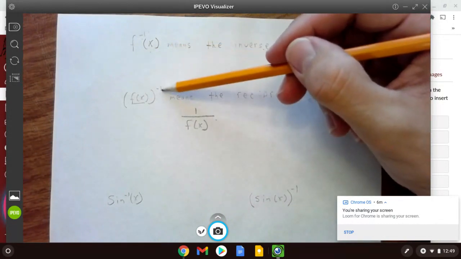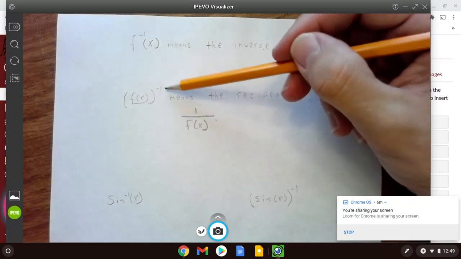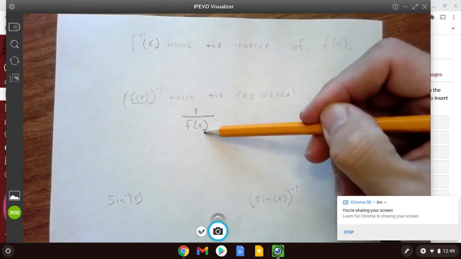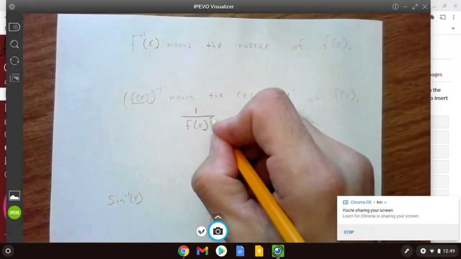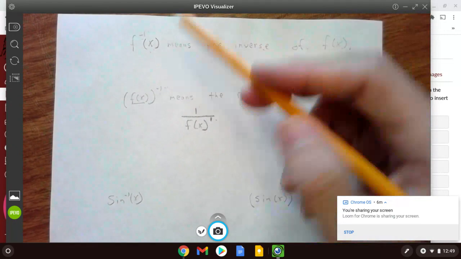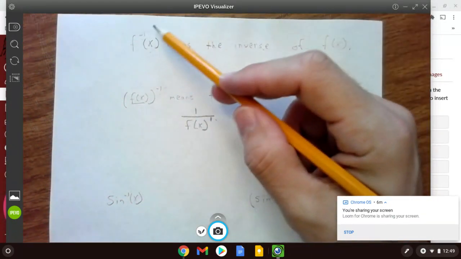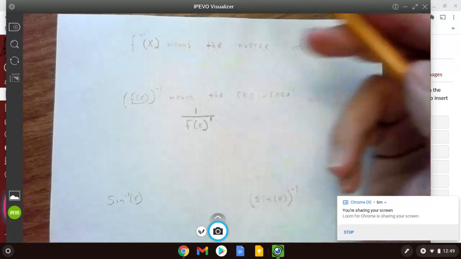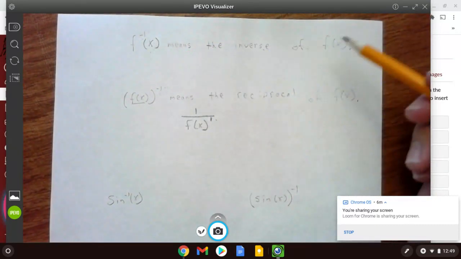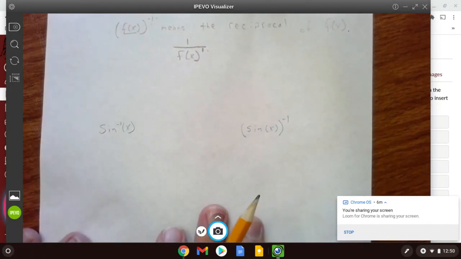Here they're using the -1 as an exponent. And when you raise something to the negative power, it flips it to the bottom and makes the power positive. So this is f of x to the first power. But when you just have a -1 in there, like f, and then right next to it, -1, that means the inverse of it. It's real subtle, but you need to know the difference here.